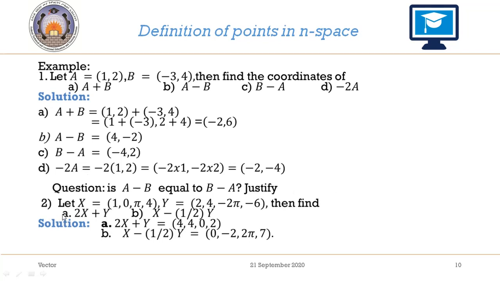The second example: let X and Y be points represented in 4-dimensional space. Then find 2x plus y and x minus 1/2 times y. Solution, 2x plus y. To find the components of 2x plus y, first find the components of 2x, scalar multiplication of a point, then add this result to the components of y. Finally, we have the components 4, 4, 0, 2.